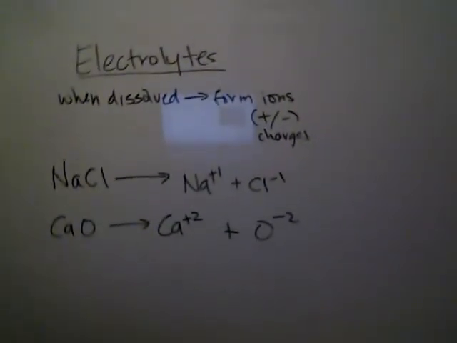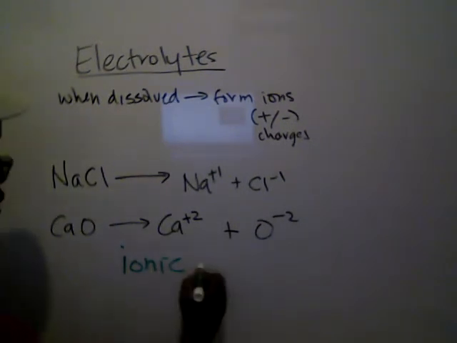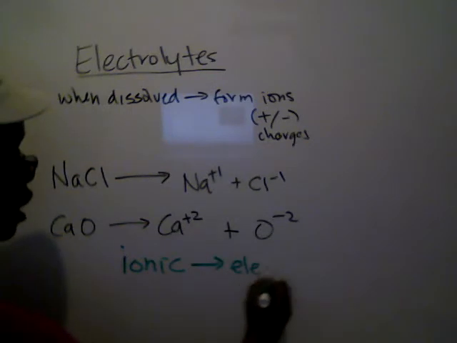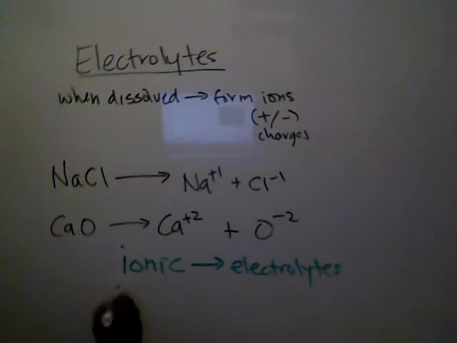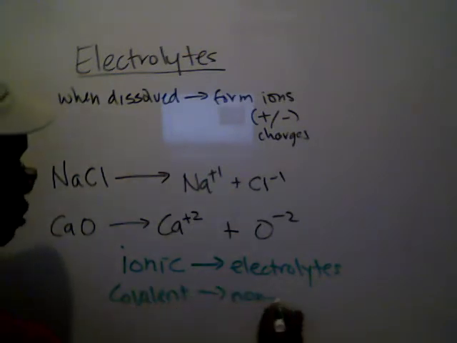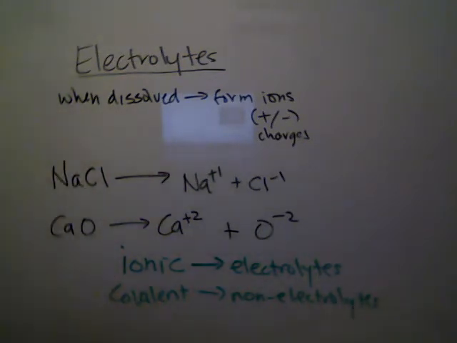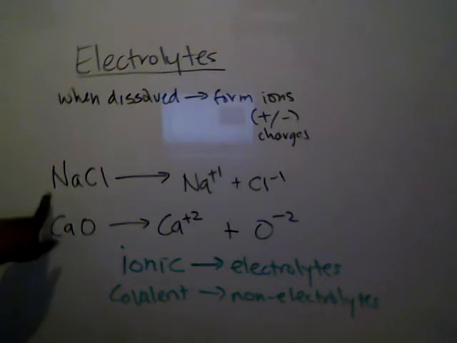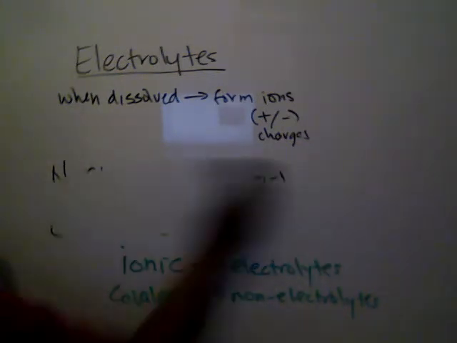So one easy thing to keep in mind with electrolytes is that ionic compounds, and that's where we have a metal and a nonmetal, are electrolytes. Covalent, where we just have nonmetals together, these guys are non-electrolytes. Okay? Another way of thinking about it, as long as you have a metal in the compound, it's going to conduct electricity, because metals conduct electricity. If you don't have metals in the compound, it's not going to conduct electricity.